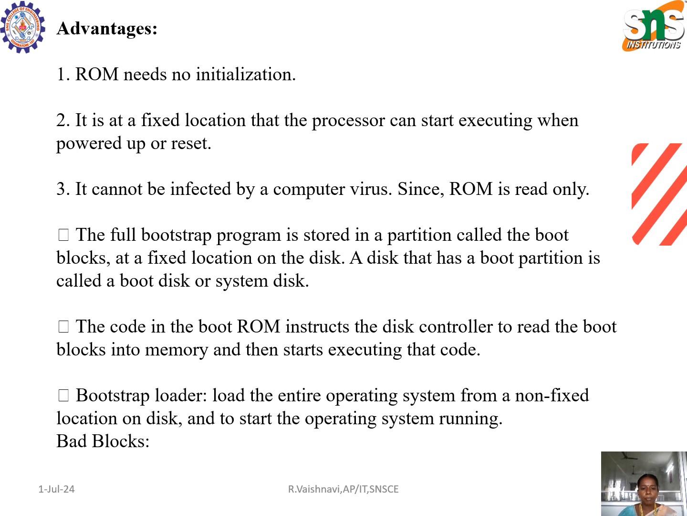Fourth one, the full bootstrap program is stored in a partition called the boot blocks at a fixed location on the disk. A disk that has a boot partition is called a boot disk or system disk. Next advantage is that the code in the boot ROM instructs the disk controller to read the boot block into memory and then starts executing that code. Next one is the bootstrap loader that loads the entire operating system from a location on the disk and starts the operating system running.